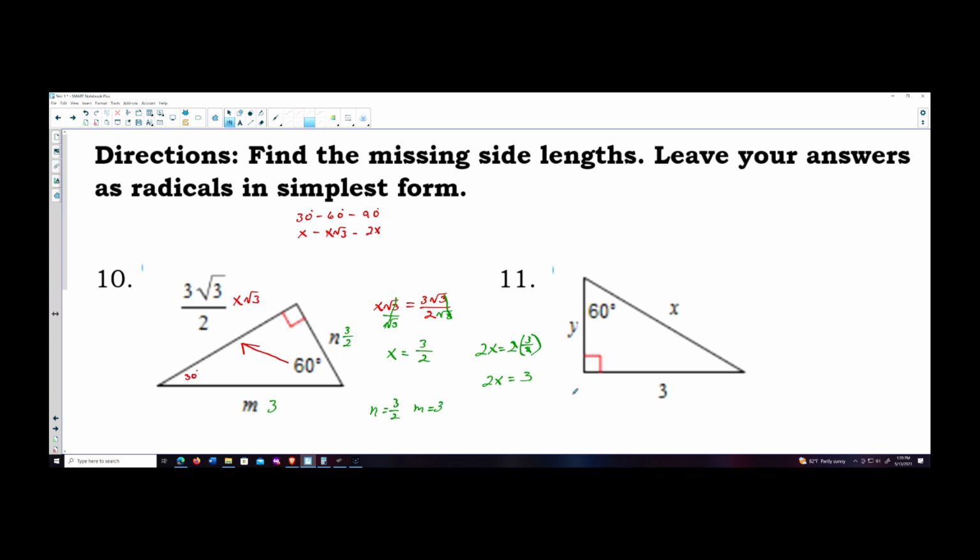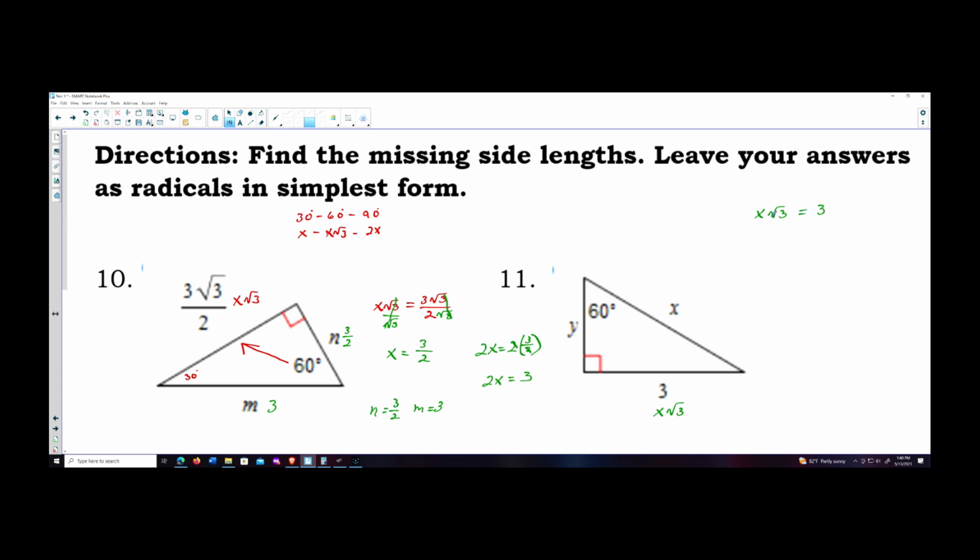Okay, let's move on to number 11. Again, it's the same formula. That's still a 30, 60, 90. Notice I have the long leg, so I have what is across from 60. So that would be x square root of 3. So I could set up my equation: x square root of 3 equals 3.